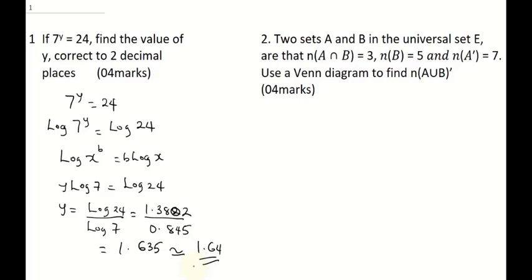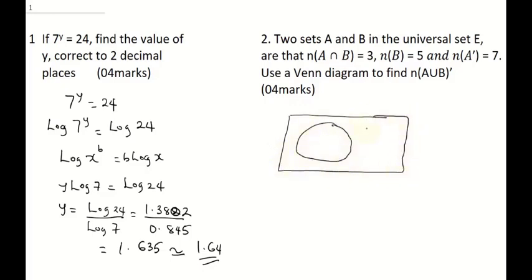Now, in order to solve question 2, it says two sets A and B in the universal set E are such that A intersection B is equal to 3, n of B is equal to 5 and n of A complement is 7. Use a Venn diagram to find n of A union B complement. Now, let's draw our Venn diagram. Okay, so this is my A, and this is going to be my B. Now, notice it says A intersection B is 3, so here it's going to be 3.